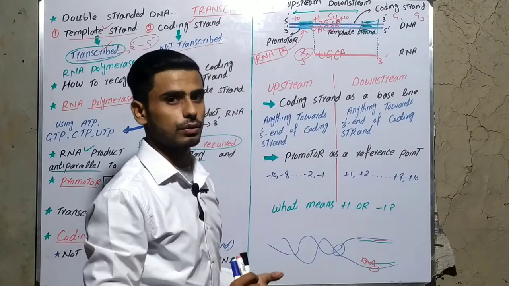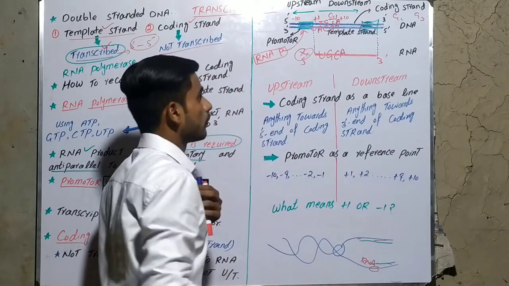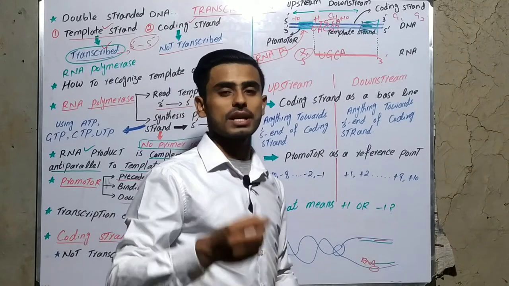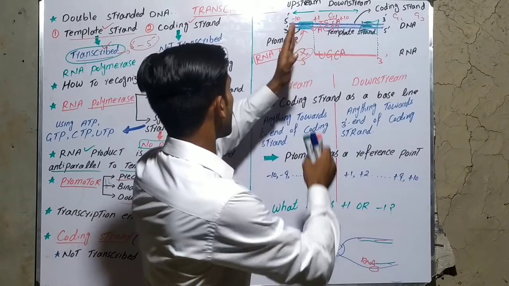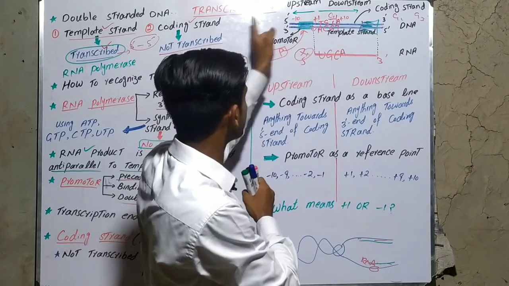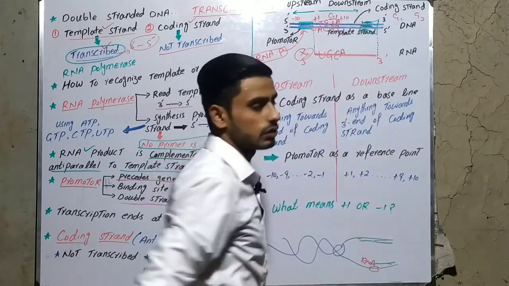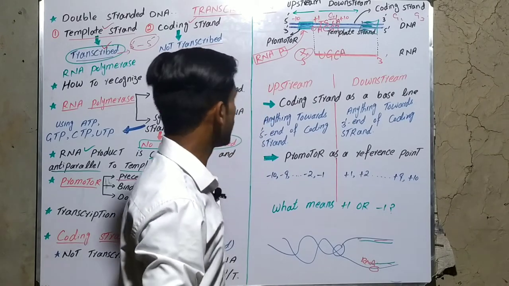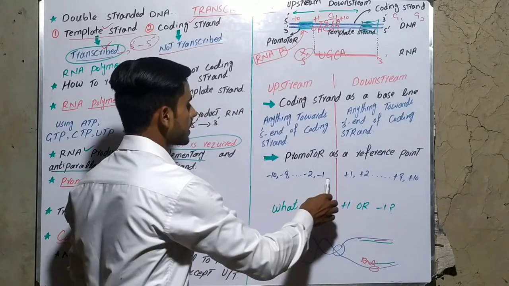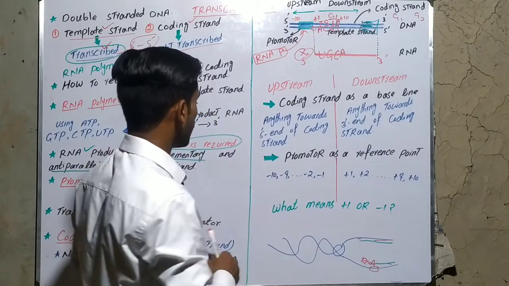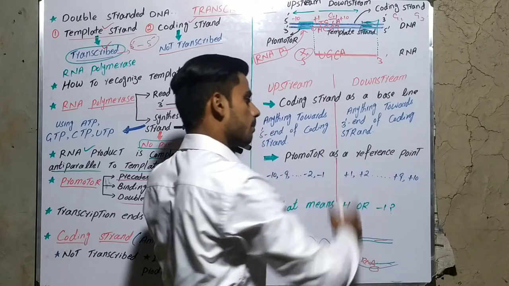But now I would like to explain the next point as well. If we take the promoter as a reference point, if we say that here is a promoter and the promoter is the zero point, then anything which is on the left side of the promoter is the upstream, and anything which is on the right side of the promoter is the downstream. Okay, this is another concept. I have also indicated here that upstream positions are indicated by -1, -2, -3, -4 up to -10, and downstream is indicated by +2, +3 up to +10.